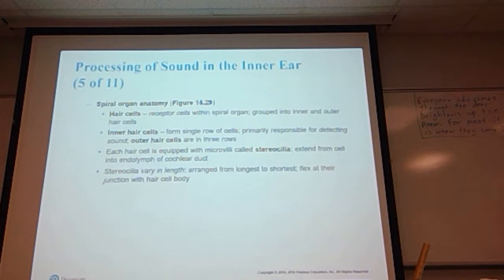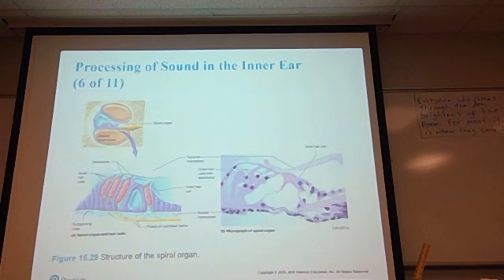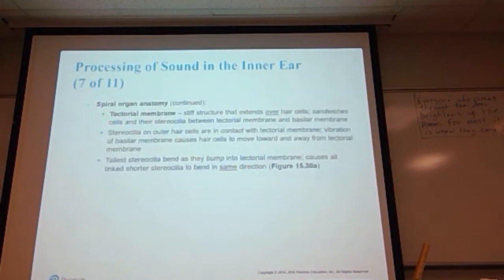Each hair cell is equipped with microvilli called stereocilia, which extend from the cell into the endolymph of the cochlear duct. The stereocilia vary in length. They are arranged from the longest to shortest, and they flex at their junction with the hair cell body. And again, here are those stereocilia. Here are the cells, and you see they vary in length, and they will vibrate according to the sound coming in.